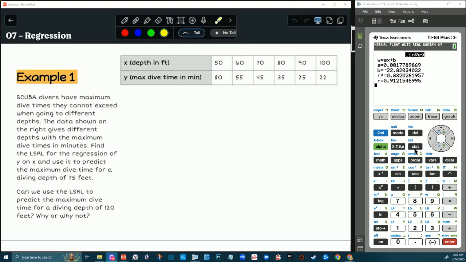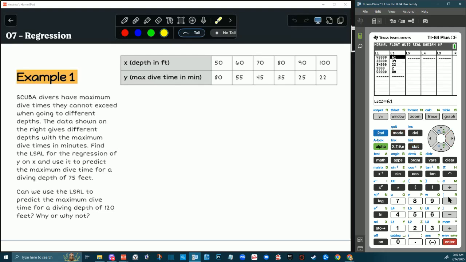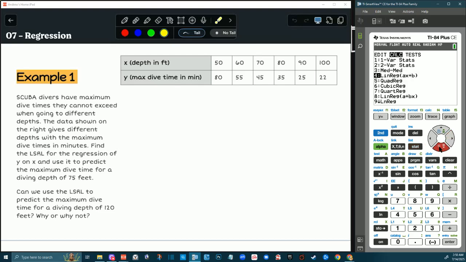So we'll go ahead and put our data into a list. Oops. Try again, Mr. J. Oh, how did that happen? Oh, I forgot the 100. That's how that happened. There we go. So data's in a list. I want to create the least squares regression line. So stat, calc, LinReg ax plus b.